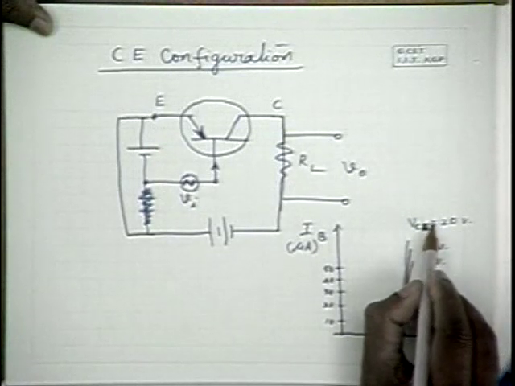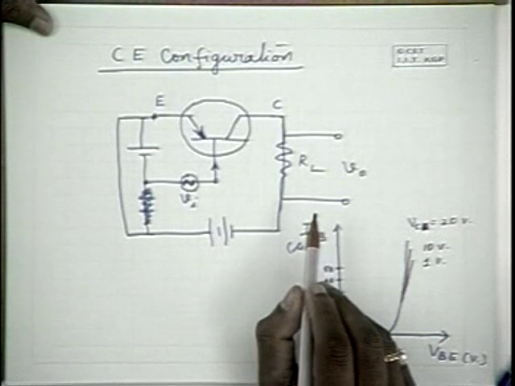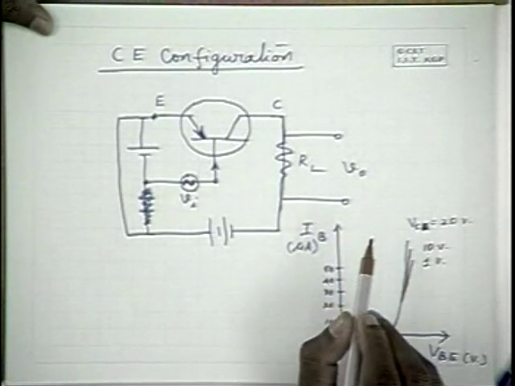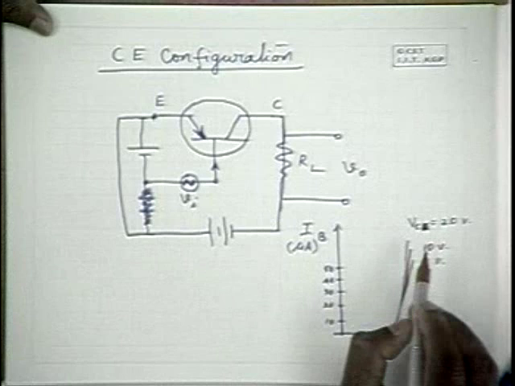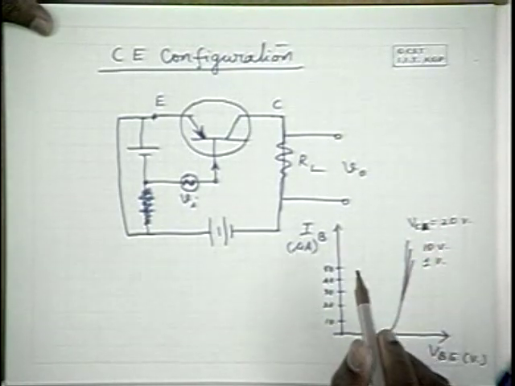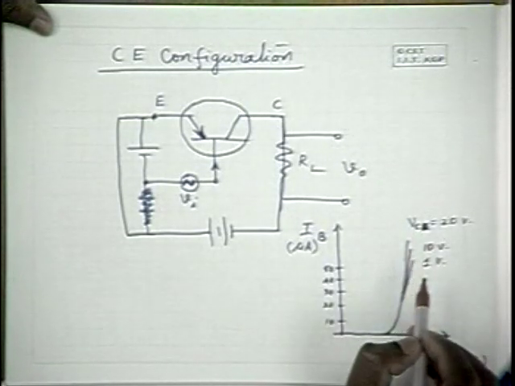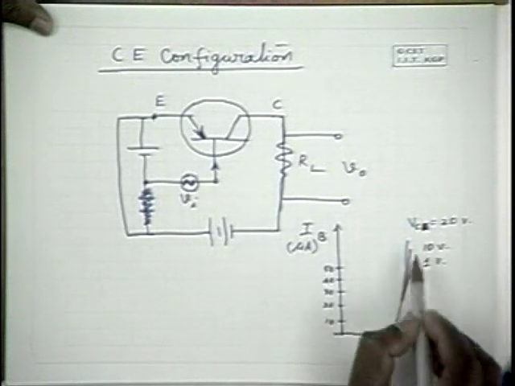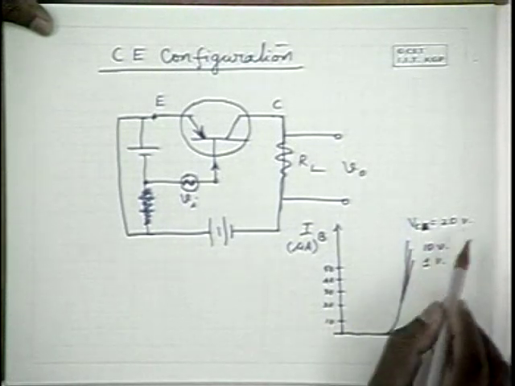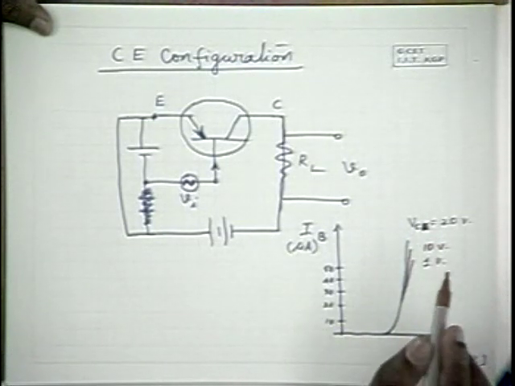Therefore, the same curve which was valid for VCB equal to 20 volts will be valid for VCE equal to 20.7 volts. And the same curve which was valid for VCB equal to 10 volts is valid for 10.7 volts. With 0.7 volts variation, they do not differ much. Therefore, I'll retain the same characteristics for 20 volts, 10 volts and 1 volt. Is it clear? So this is the input output characteristics.